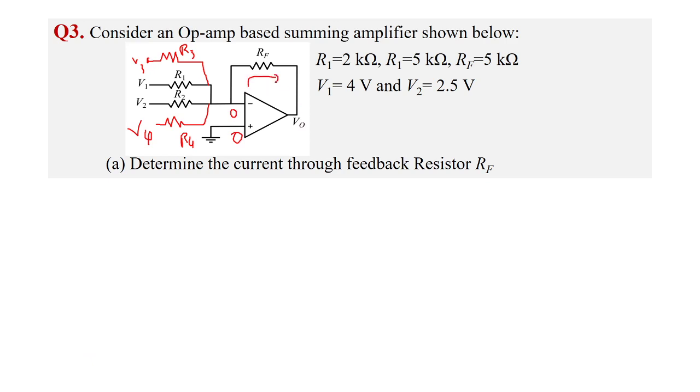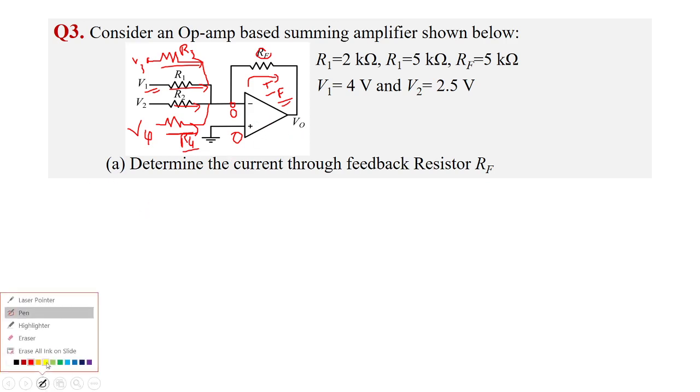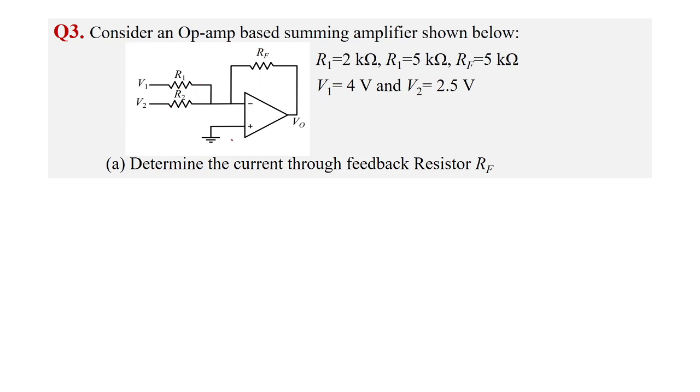So how to find the output? V0 is the current into RF. Just find the net current due to each voltage, like I1, I2, I3 and I4. How to find each current? Just voltage divided by resistance, because this node is 0. So V1 by R1, V2 by R2, V3 by R3, and V4 by R4. Sum it, that will be IF, and IF into RF will be the output voltage. I think it's similar to that question. The number of input voltages is higher, so just substitute.